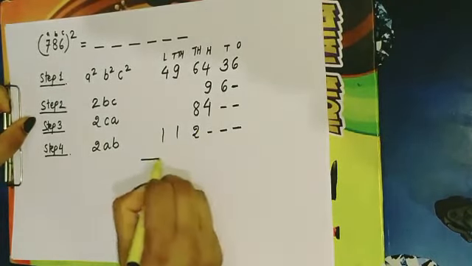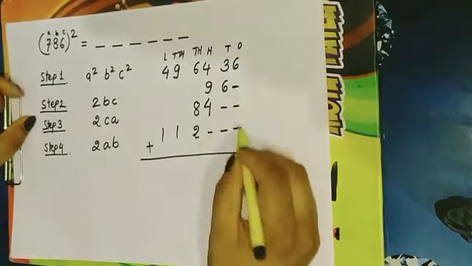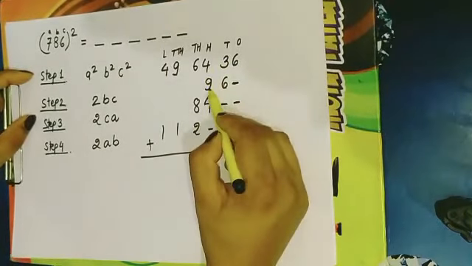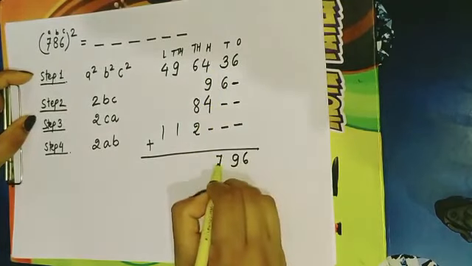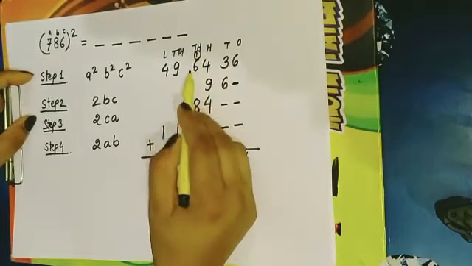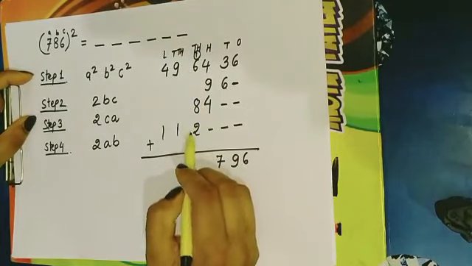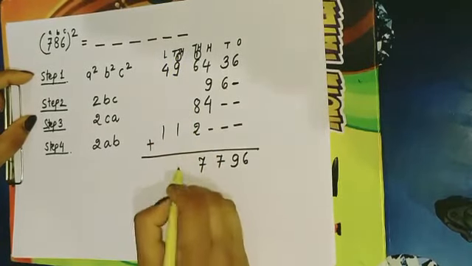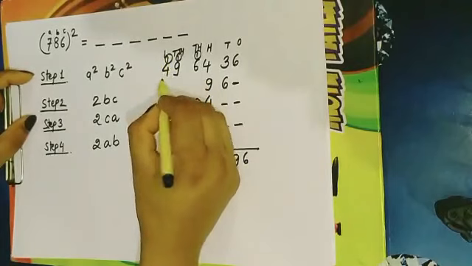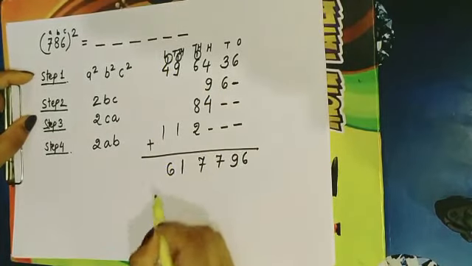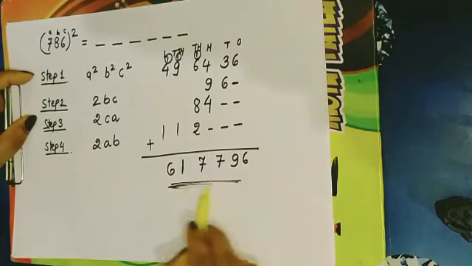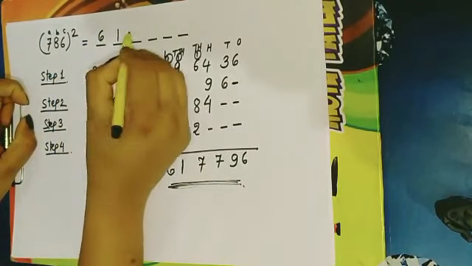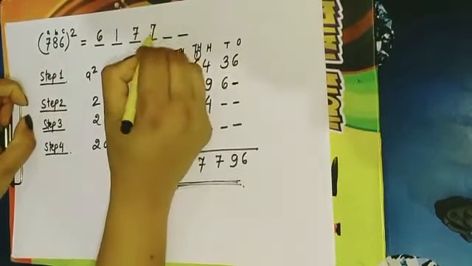Now simply we need to add all these numbers. So when I go for this, here it is 6, 3 plus 6 is 9, 4 plus 9 is 13, 13 plus 4 is 17, 1 is carry, 1 plus 6 is 7, 7 plus 8 is 15, 15 plus 2 is 17, 1 is carry over here, 9 plus 1 is 10, 10 plus 1 is 11, 1 is here, 1 plus 4 is 5, 5 plus 1 is 6. So this is our answer. The square of 786 is 6,17,796.